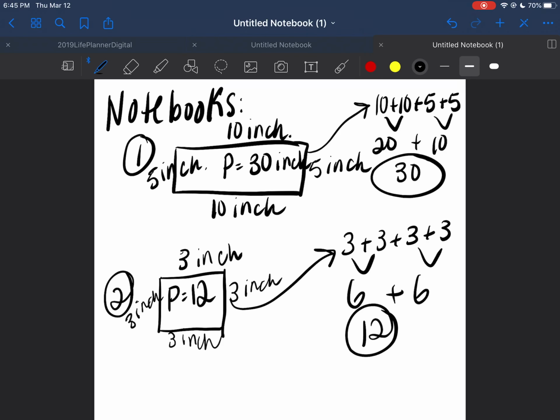That's it as far as finding perimeter when all of your side lengths are given. Come back tomorrow so we can work on solving for perimeter when we are missing a side. Good luck on your lesson and show all of your work.